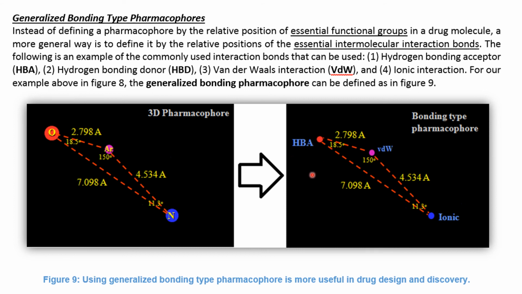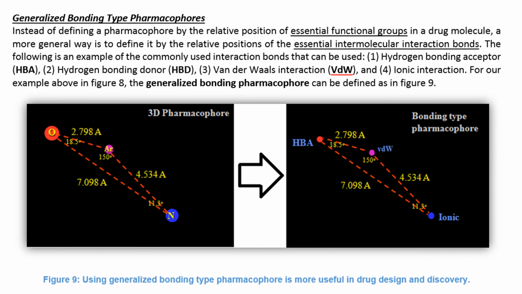In this example here, we used the three most common types of interactions, but it could be any of the other interactions that we defined earlier in the intermolecular bonds. Notice that in addition to defining the distance between these functional groups, we can also define the angle between these arrows or distances to be certain of the positions.